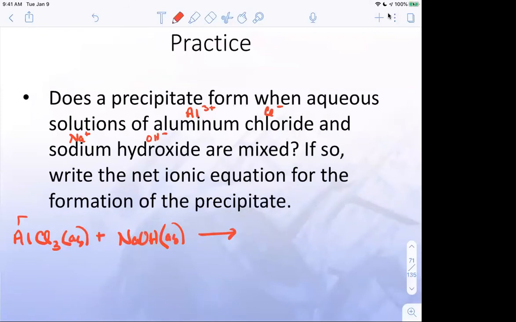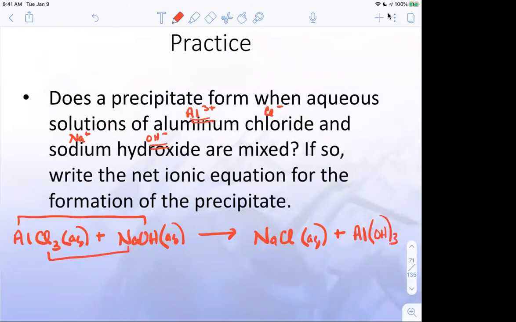Then I'm going to go ahead and switch them. I'm going to get NaCl, which is in fact aqueous. And then I have to combine aluminum 3+ and hydroxide. So I get Al(OH)3. Hydroxides are insoluble except for aluminum is not an exception, so this is going to be my solid precipitate.